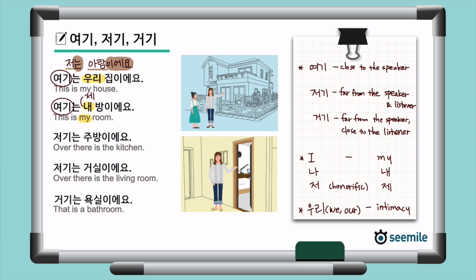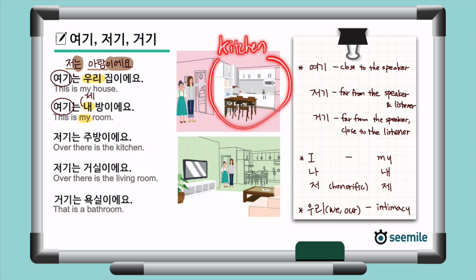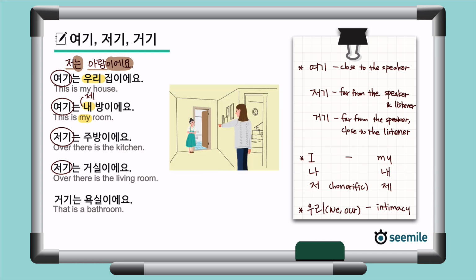Now, let's go to the other rooms in Aram's house. Now, the kitchen and the living room are specified as being far from both Aram and Hitomi. That's why Aram says, 저기는 주방이에요. 저기는 거실이에요. The bathroom is far away from Aram but close to Hitomi, so Aram says 거기는 욕실이에요.